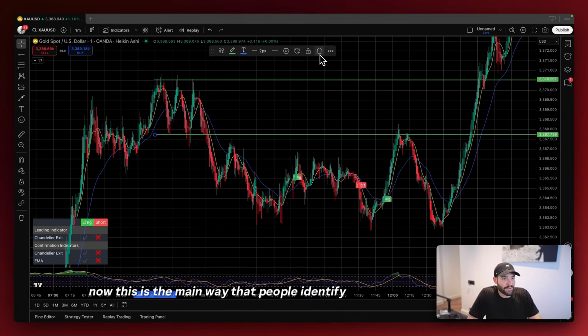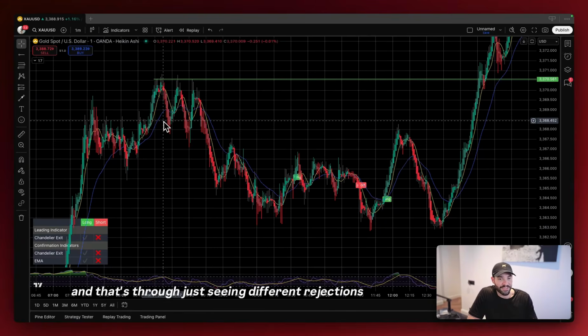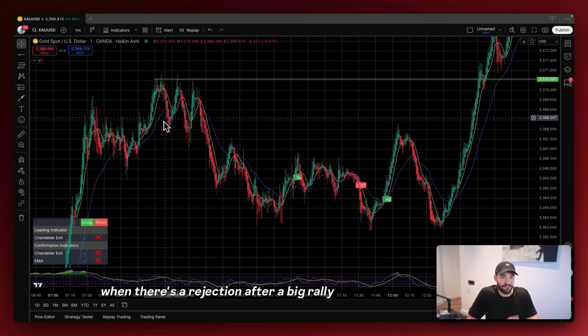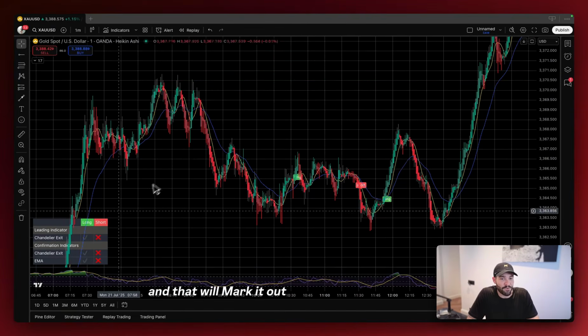Now, this is the main way that people identify support and resistance, and that's through just seeing different rejections, multiple rejections at one particular point. However, it can also be when there's a rejection after a big rally, like a swing high or a swing low, and then you see a big rejection, and that will mark it out.